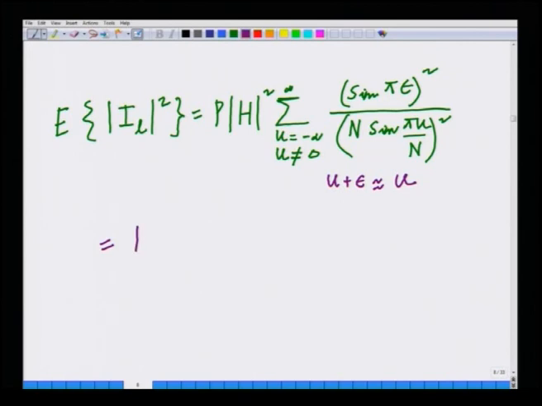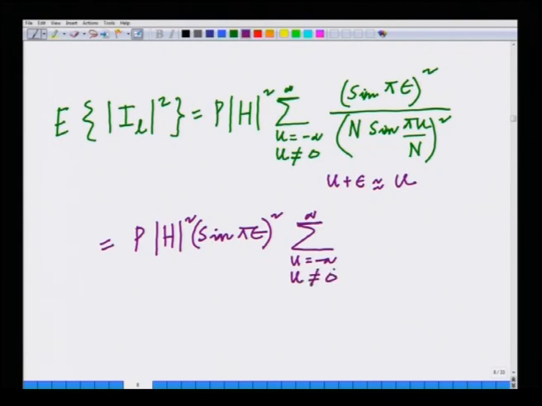Hence this can be further simplified as follows, that is the interference power, which is P times |h|^2, also (sin(πε))^2, this comes out of the summation, and what do we have here, u equals minus infinity to infinity, u not equal to 0, 1 over (N sin(πu/N))^2.